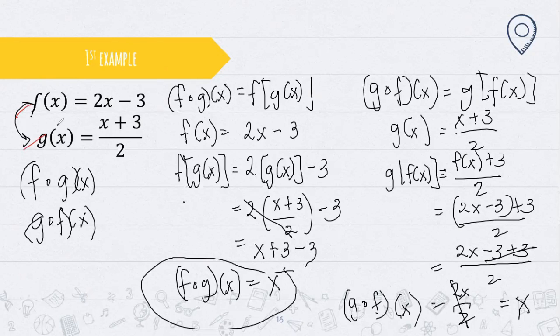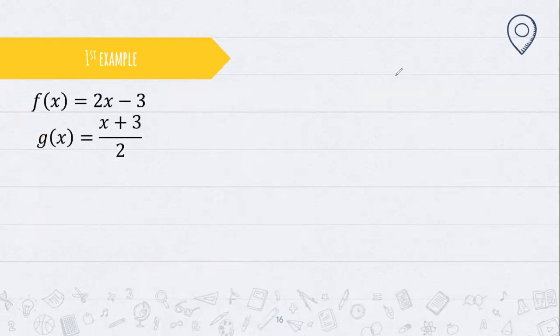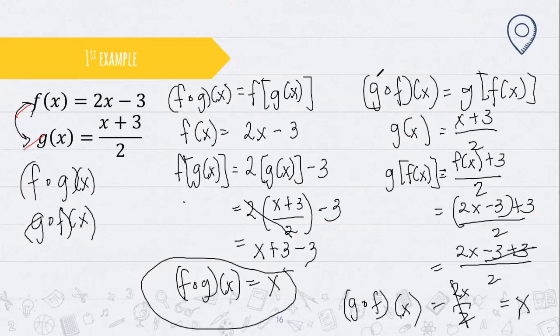Ayan siya. Okay. Question po. May question kayo? Wala. Sure. Okay. So kung wala, ibig sabihin nakuha? Okay. Sige. Ano na, screenshot. Okay. Siguro kung wala, let's proceed to our next example.